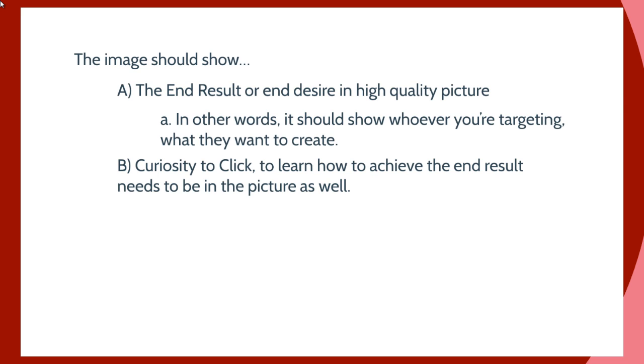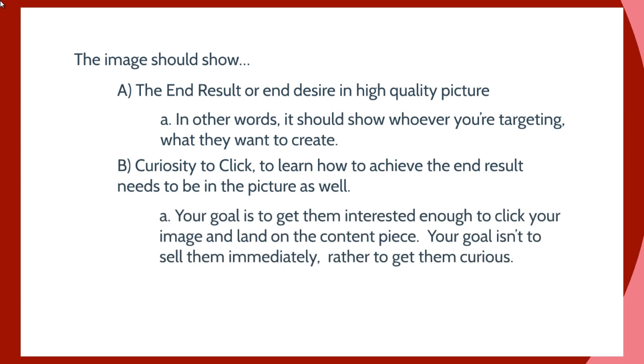Second of all, you need to build curiosity to click, to learn how to achieve the end result. So in other words, that needs to be in the picture. Going back to the chicken parmesan example, it looks tasty. So the fact that it looks tasty, people want to know, how did you create it? Your goal is to get them interested enough to click your image and land on the content piece. Your goal isn't to sell them immediately, rather just to get them curious and interested.